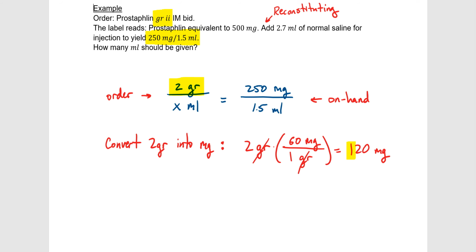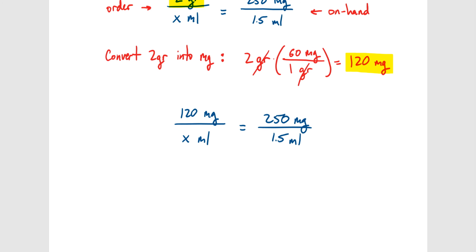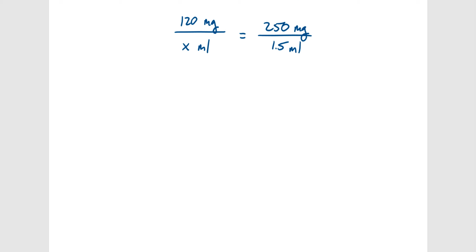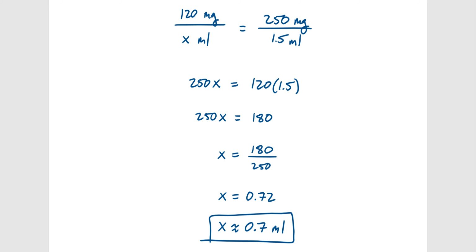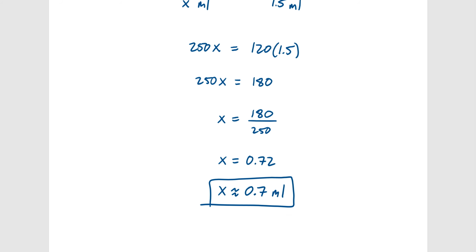So we're going to replace the 2 grains in the original proportion with 120 milligrams, and set up a new proportion. And we get 120 milligrams over X milliliters equals 250 milligrams over 1.5 milliliters, and we cross multiply, solve this for X, and we get about 0.7 milliliters. Okay, so I just wrote out the cross multiplying for this last one here, and just notice that we rounded to the nearest tenth and got 0.7 from 0.72. Okay, so that is it for this chapter.